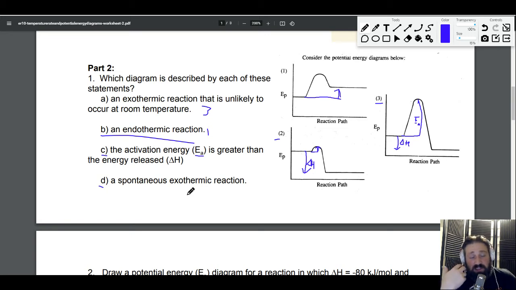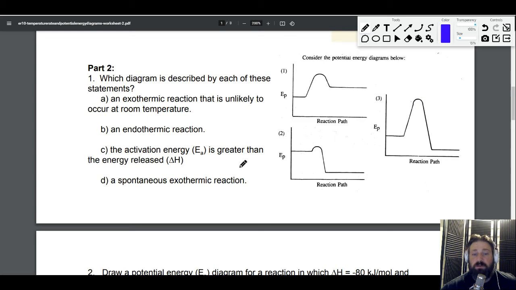All right. A spontaneous exothermic reaction. Spontaneous just means it just happens. It's going to happen pretty easily, and that's going to be number 2. Spontaneous is the word we use if things just automatically happen. We don't have to put a lot of energy into it.